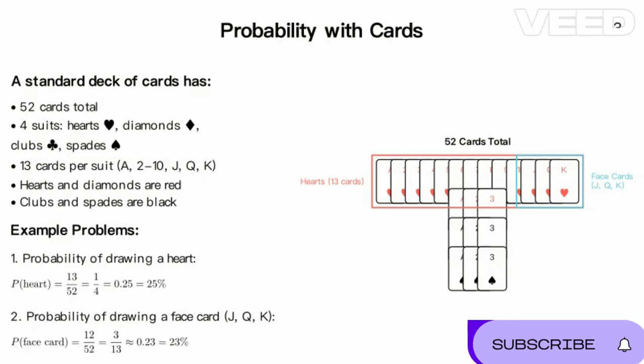Now, let's solve some probability problems. What's the probability of drawing a heart? There are 13 hearts in a deck of 52 cards, so the probability is 13 divided by 52, which equals 1/4 or 25%. What about drawing a face card? There are 12 face cards total: Jack, Queen, and King in each of the 4 suits. So the probability is 12 divided by 52, which equals 3/13 or about 23%.